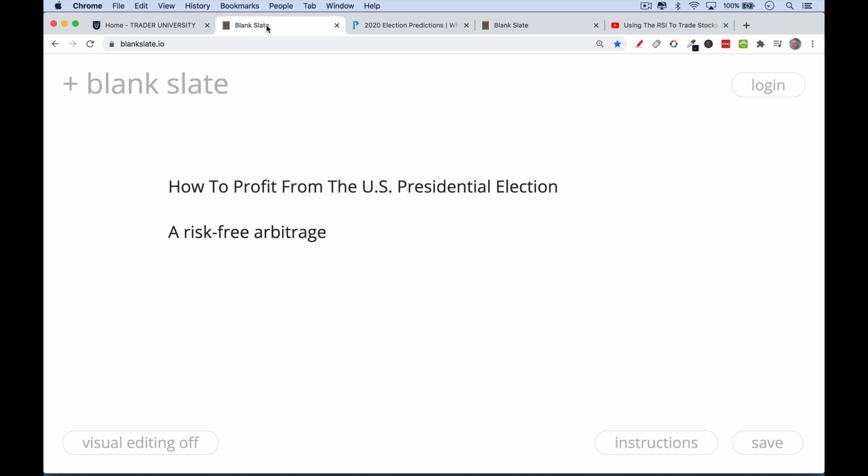So I'm going to teach you two different ways to make a profitable bet on the U.S. presidential election, which is coming up in about a week. One of them is what's called a risk-free arbitrage, which I think is a useful financial tool, and this is one way of explaining the idea of arbitrage.